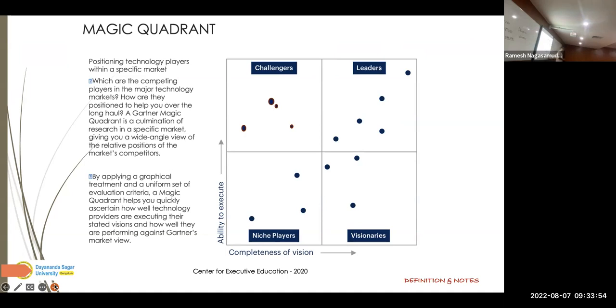Who are challengers? Challengers are those who have the ability to execute, but they're not really executing. They are not focused on it. So let's take any industry for that matter. Think of any industry. Let's say Tata Steel. Now, Tata Steel is a leader in that.